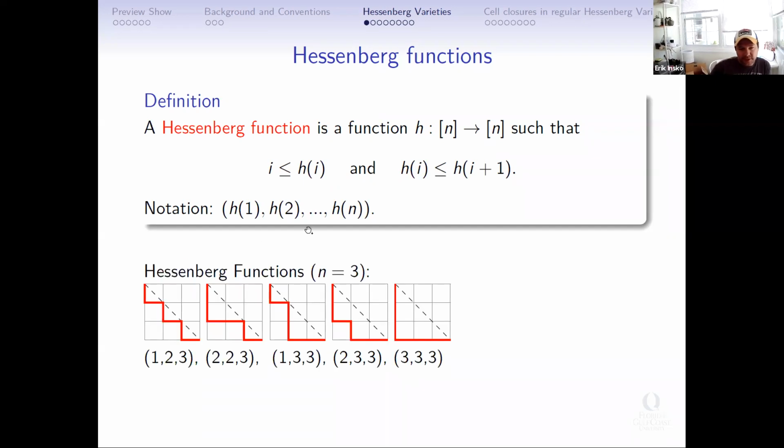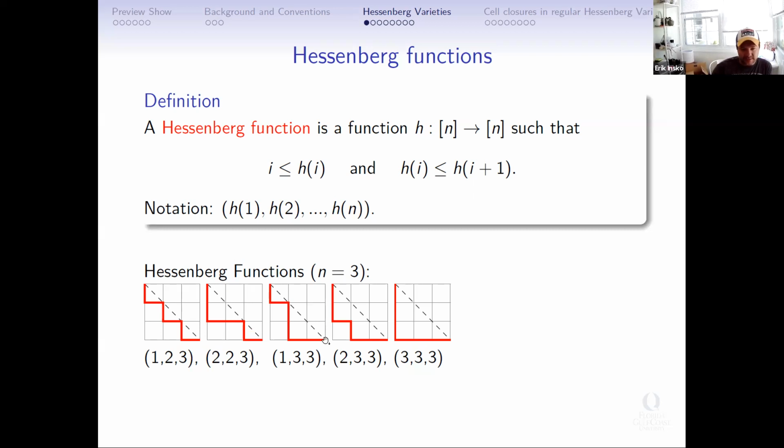Okay, so we're going to typically denote a Hessenberg function by a tuple h1, h2, up to hn. And here are just some examples for n equals 3. You can see that if h of 1 is 1, h of 2 is 2, and h of 3 is 3, then we're just getting the upper triangular matrices. And then as h of i's increase, we just kind of restrict down so we have more things below the upper triangular matrices. So this is just saying that we should be 0 below this red line.